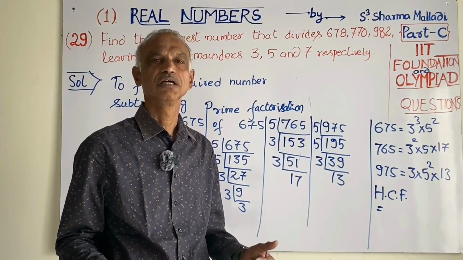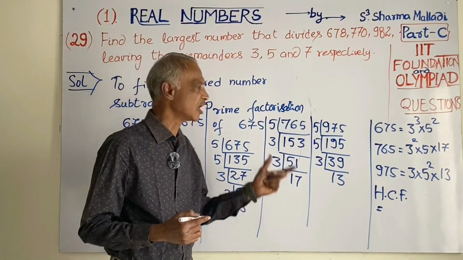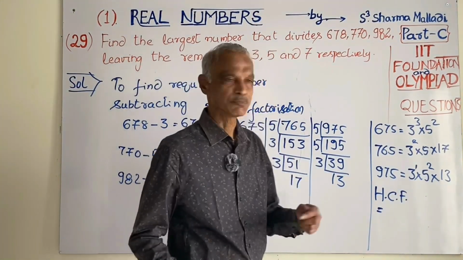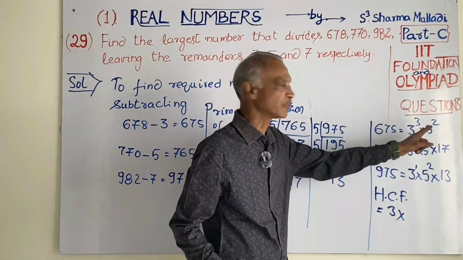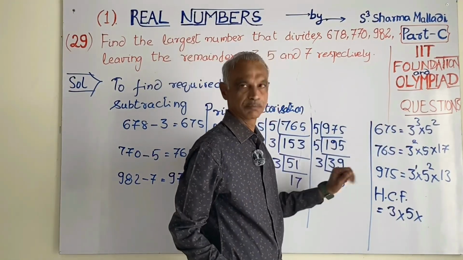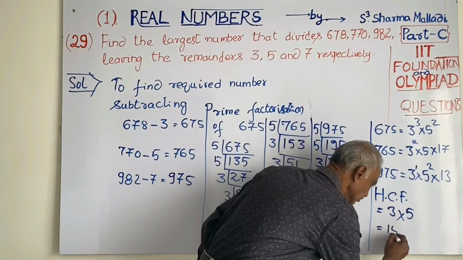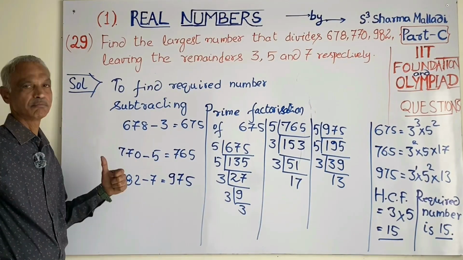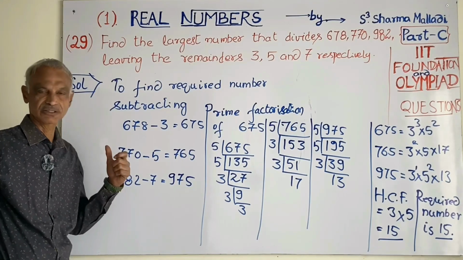Highest common factor is the product of the smallest power of each common prime factor of the given numbers. It should be common and the smallest one. What is the smallest power among the threes? 3 to the power 1. What is the smallest power among the fives? 5 to the power 1. 17 is not common in these numbers, 13 also is not common. So 3 fives are 15. The required number is 15. That is the largest number that divides 678, 770 and 982, leaving the remainders 3, 5 and 7 respectively.